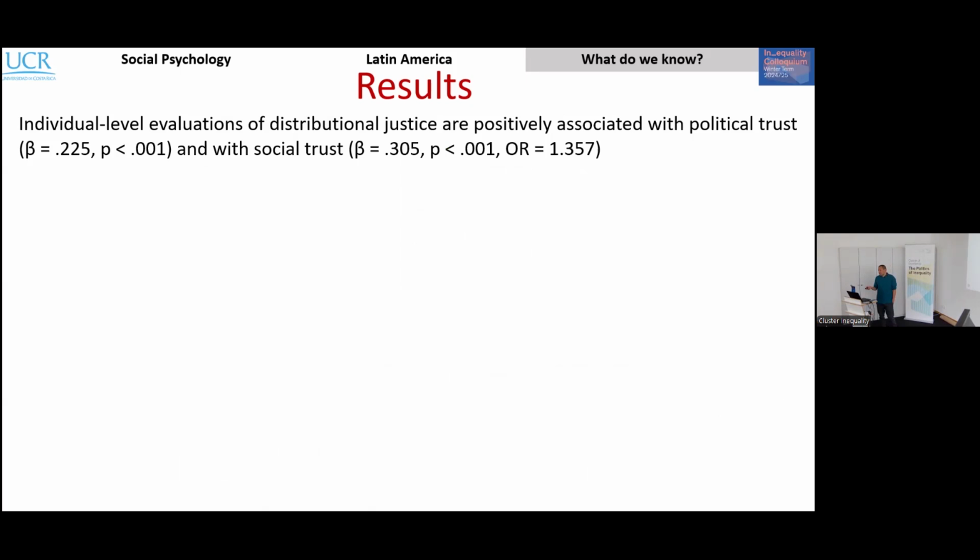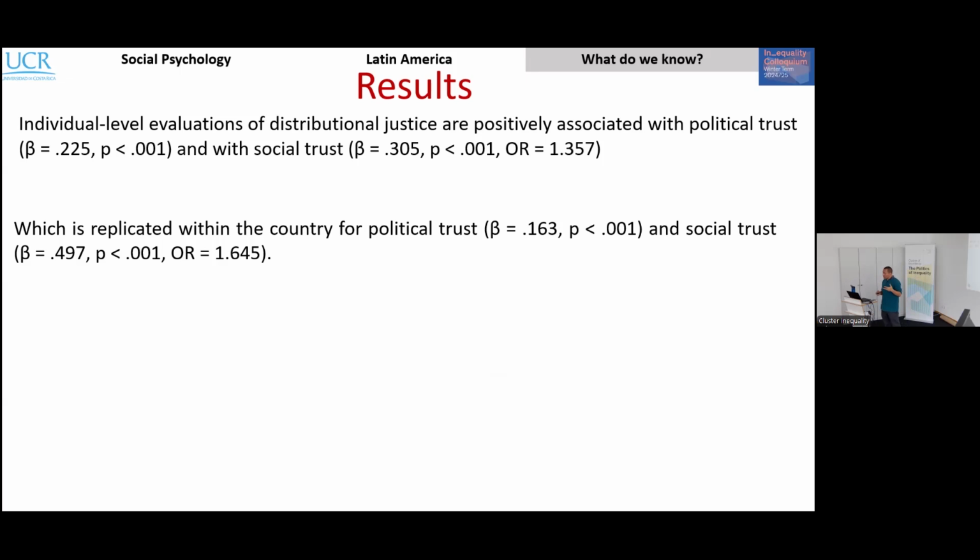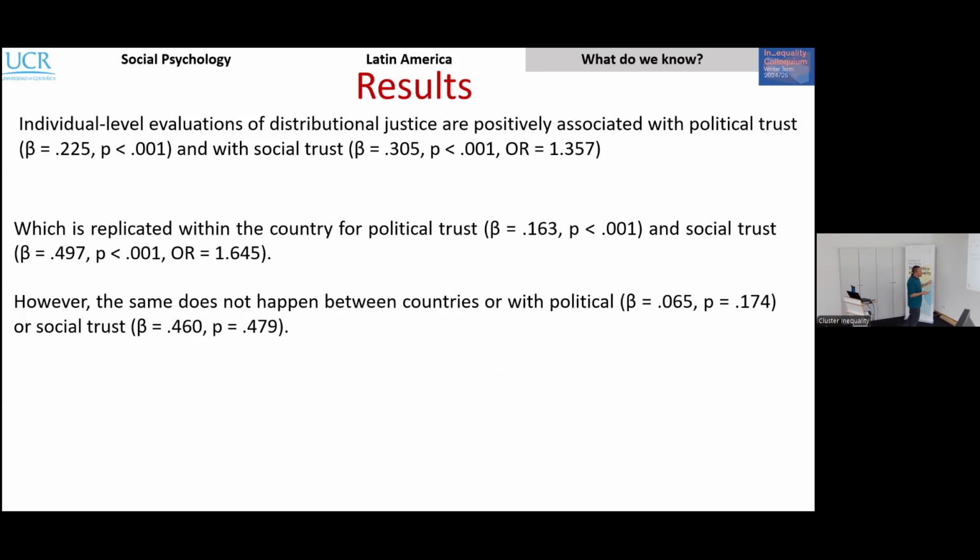But we are social psychologists, so of course we are focusing on the individual response and not only on objective economic inequality. We also found that as people evaluate inequality as more unfair, they have less trust in the political system and less trust in one another. This result is replicated over time, but not just between countries. And we think this is because, as I said, we don't have enough statistical power to make this claim with just 18 countries.